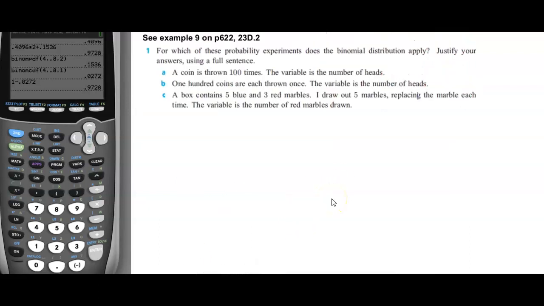Okay, for which of these probability experiments does the binomial distribution apply? Justify your answers using a full sentence. A coin is thrown 100 times. The variable is the number of heads.